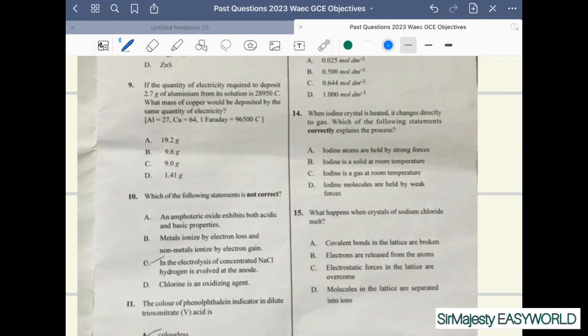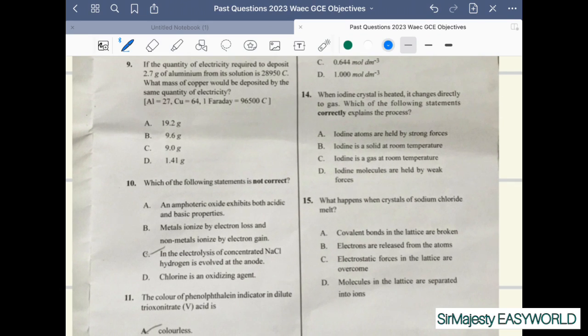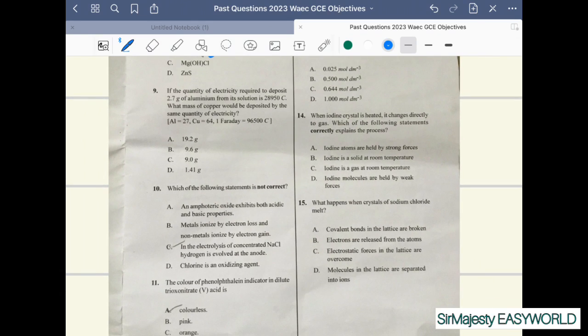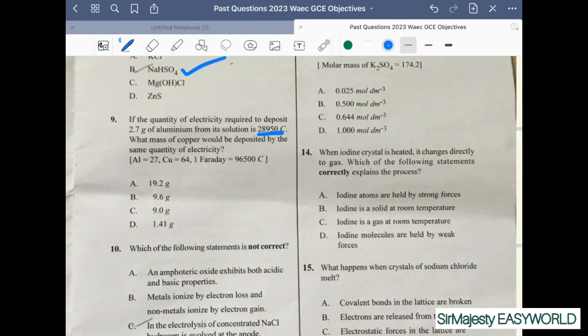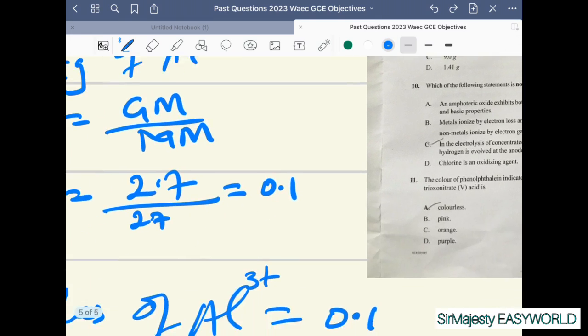We are now good to go back and do the normal calculation. They said, what mass of copper? Since we have gotten the mole of copper, we now convert that mole to mass. Remember, we are not required to use this number. Why? Because it's just there. They say the same quantity, that is, the words there say the same quantity, which means this 28950 is just like a constant. You got that? Yes. Now we go back to what we're solving.